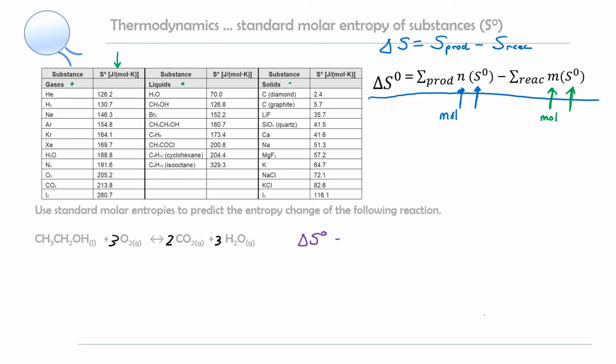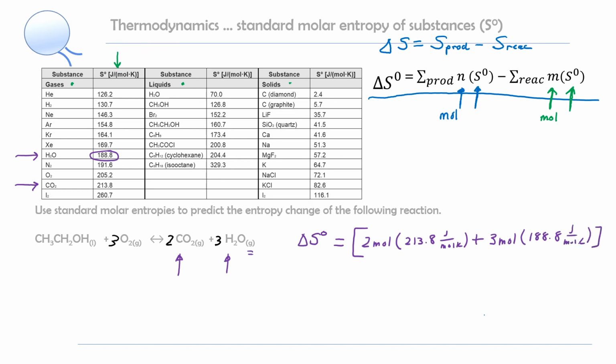So I start with my products. 2 moles of CO2 gas. Look under the gases, there it is, 213.8. Next product is water, and it's gaseous, 188.8, 3 moles of it. Now I subtract off the summation over my reactants. 1 mole of ethanol, 160.7. And 3 moles of O2 gas, so look under gases.